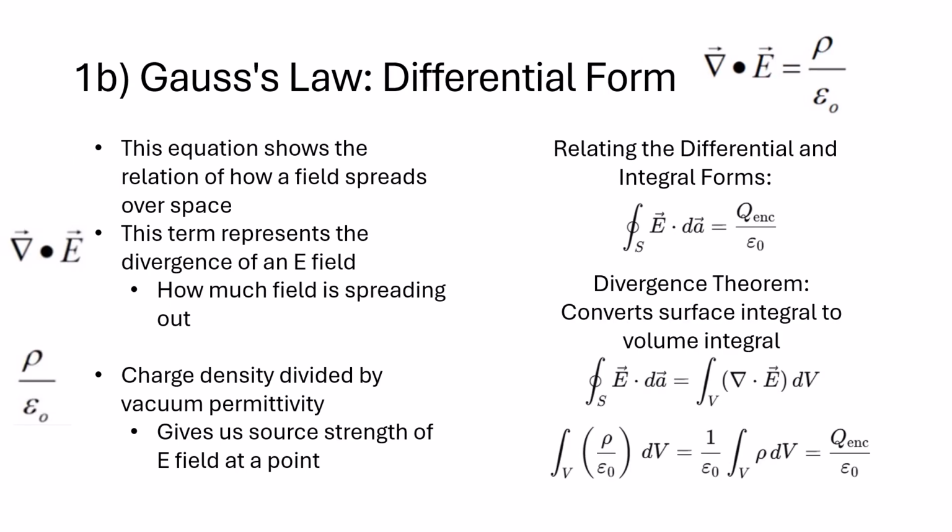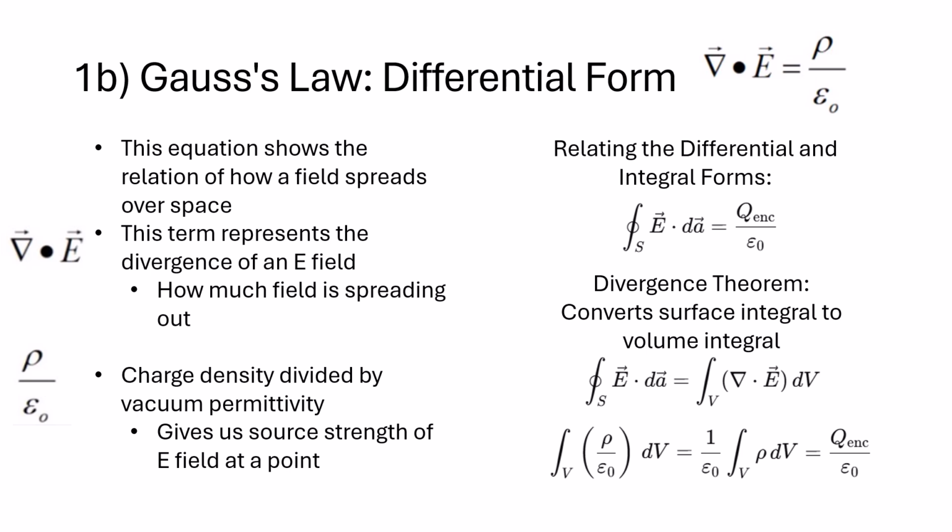Now here is Gauss's law again in differential form. This equation shows the relation of how a field spreads over space. It's similar to the last one, except it doesn't need to be within an enclosed surface. The left-hand term represents the divergence of an electric field, or how much it is spreading out. The right-hand term is charge density divided by vacuum permittivity. This gives us the source strength of the electric field at some point, over a scaled potential.